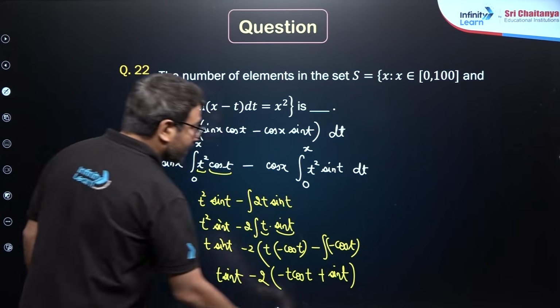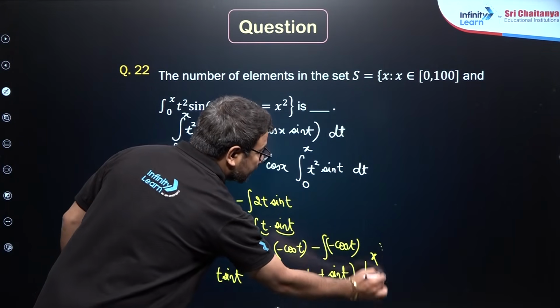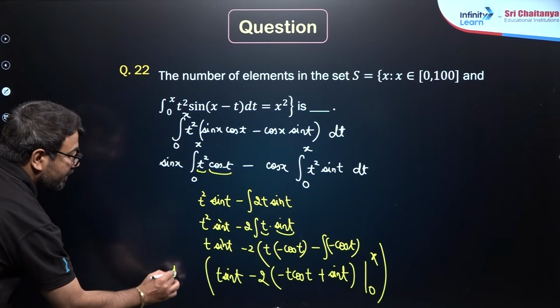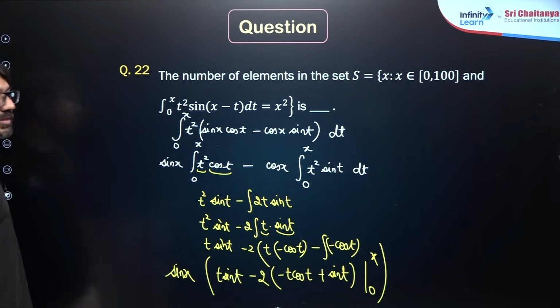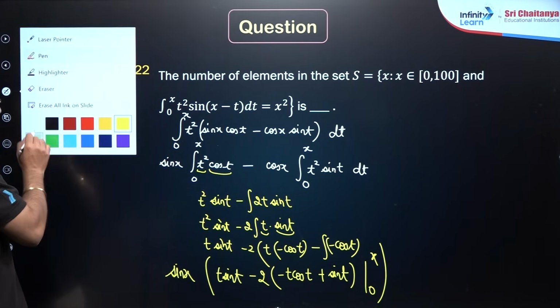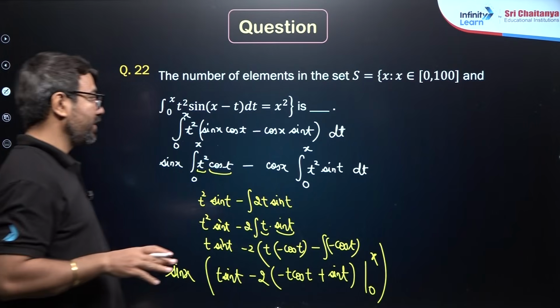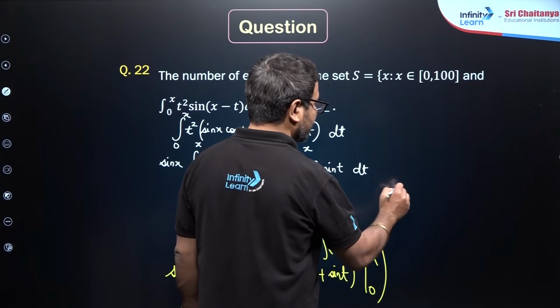And then you have to apply the limit 0 to x, and this entire thing has to be multiplied with sin x. Did you understand? This is the first part. In the same way, you have to deal with the second part. You have t square into cos t.